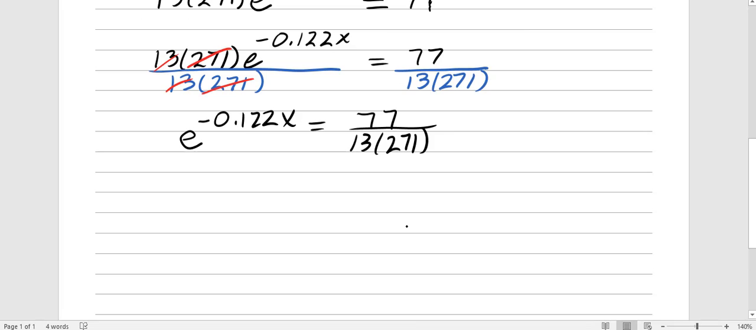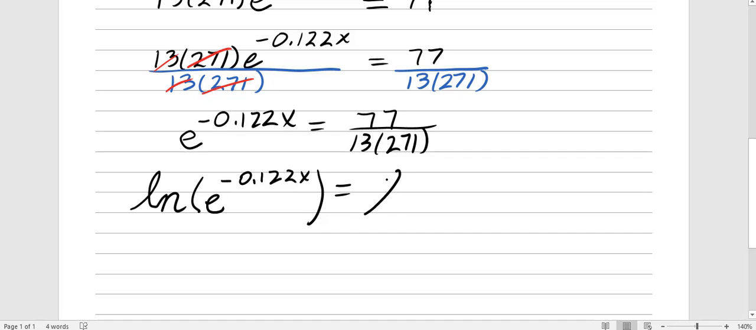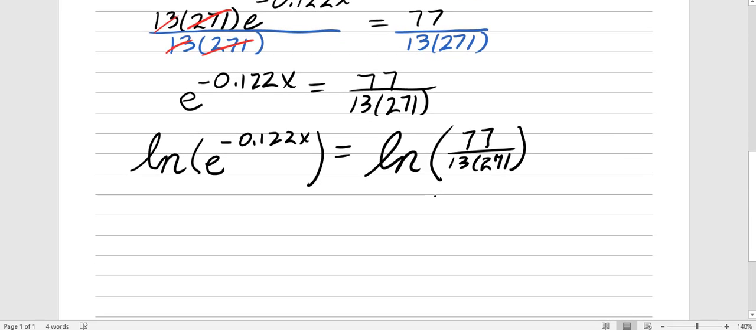And now I'm going to use a natural logarithm. I'm going to apply ln, lowercase l, lowercase n, to e to the negative 0.122x. And since those two things were equal, their logarithm will also be equal. That's one of the properties of the logarithmic function. It's one-to-one. The only way two outputs are equal is if the two inputs are equal.